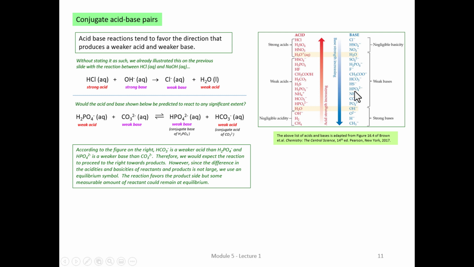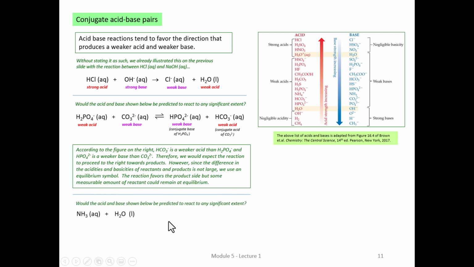Let's see, HPO4 2- is above carbonate, which remember on the base side means that HPO4 2- is the weaker base. So we would expect this reaction to proceed to the right toward products and favor the right side, because the right side has the weaker acid and the weaker base than the left side. But that's probably as much as we can say here. These acids and bases are pretty close in strength on the chart, and so we might say it would slightly favor the right, but we don't know by how much.